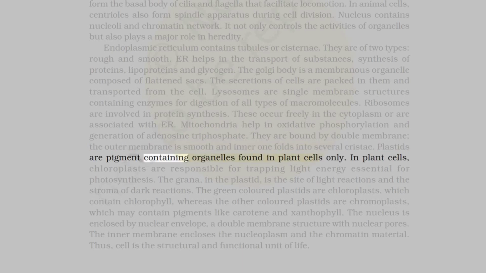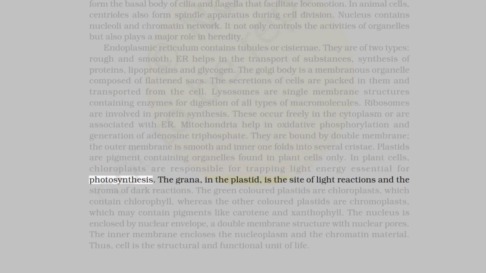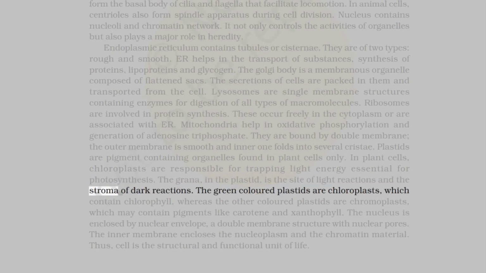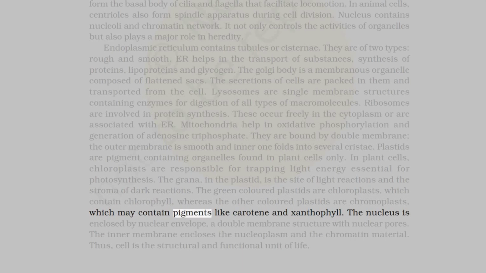Plastids are pigment-containing organelles found in plant cells only. In plant cells, chloroplasts are responsible for trapping light energy essential for photosynthesis. The grana in the plastid is the site of light reactions and the stroma of dark reactions. The green-colored plastids are chloroplasts, which contain chlorophyll, whereas the other colored plastids are chromoplasts, which may contain pigments like carotene and xanthophyll.